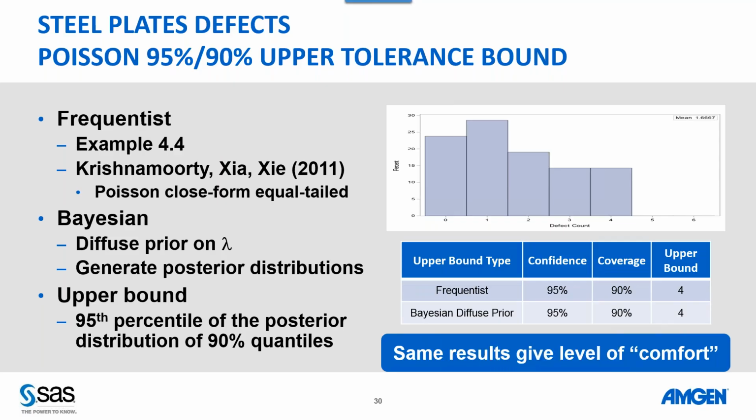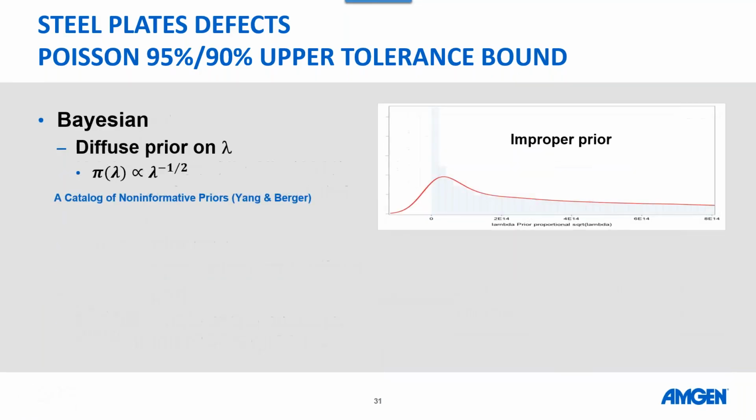And these are the numbers. Again, in this case, you get the same number. With the frequentist approach by Krishnamurthy et al., you get 4. If you use the Bayesian approach with the diffuse prior, you also get 4. Again, same level of comfort. This is the diffuse prior on lambda. It's proportional to 1 over the square root of lambda.